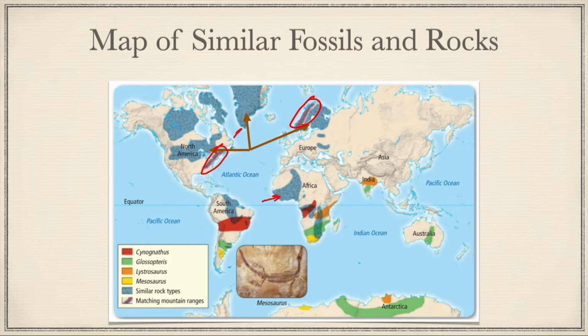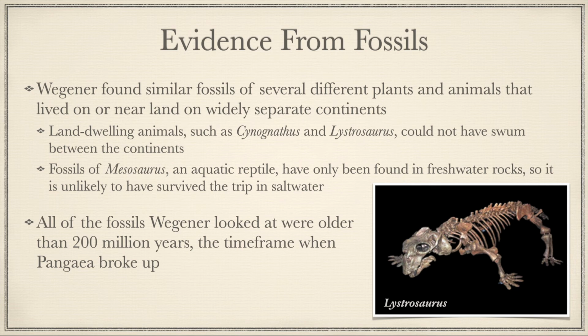Also, you have similar rock types in Africa and South America. Now, evidence from fossils. So Wegener found similar fossils of several different plants and animals that lived on or near land on widely separated continents. So if they lived on or near land, that means they could not have possibly swam across the ocean to get from one continent to another.